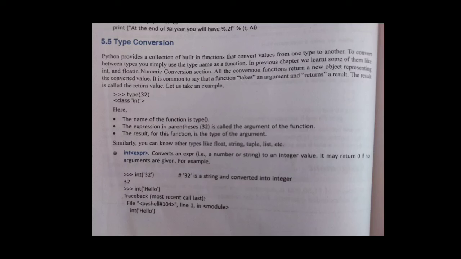So let us see one example, which is the int expression. When you write this function, it will convert the given expression into an integer value, but the expression should be a number, because you can see the example downside. So when you write int in bracket 32 in inverted commas, it will convert that expression into the integer number 32. But when you write int in bracket hello, it shows an error, and the error is traceback, most recent call last, a file. The file name is given, line 1 in module int hello. It means when you want to convert a number from string to integer, you can use the int function, but a non-numeric string cannot be converted into an integer.